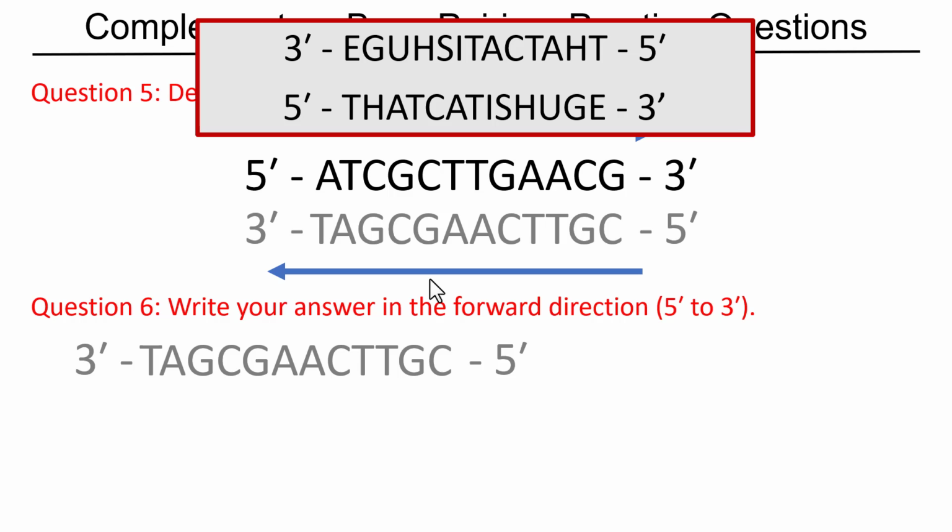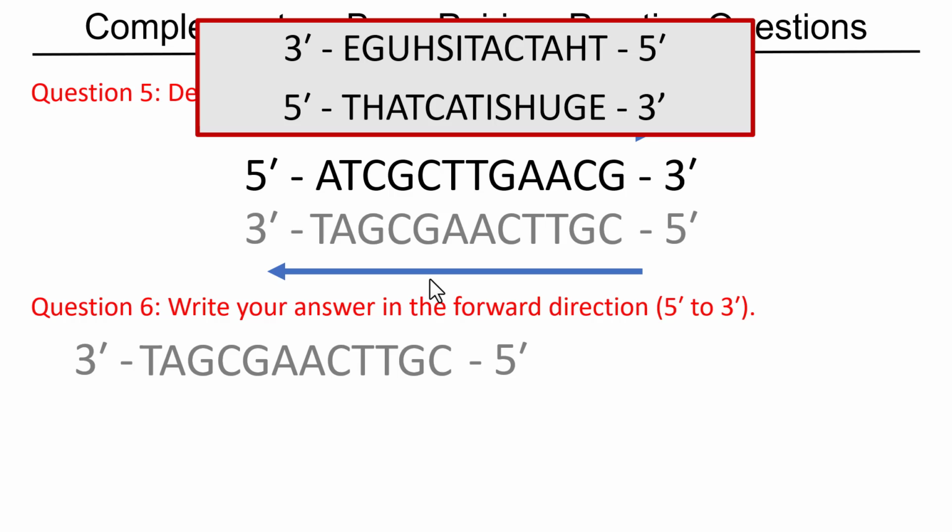So when we're thinking about this, we need to see what the question is asking. Is it asking us to determine the complementary sequence, the other strand of DNA? Okay, that's one thing. That's what we did in question 5. But question 6 is really just asking us to write it in the forward direction.